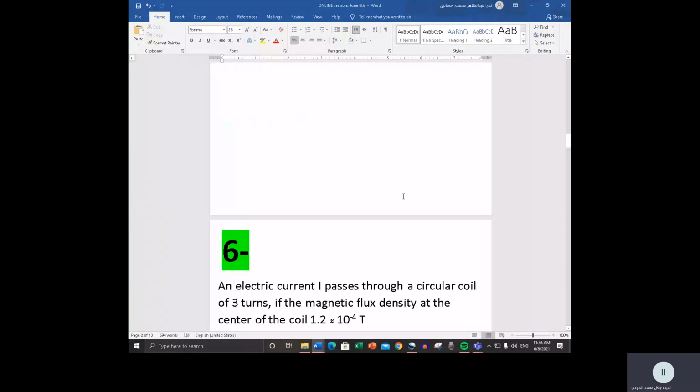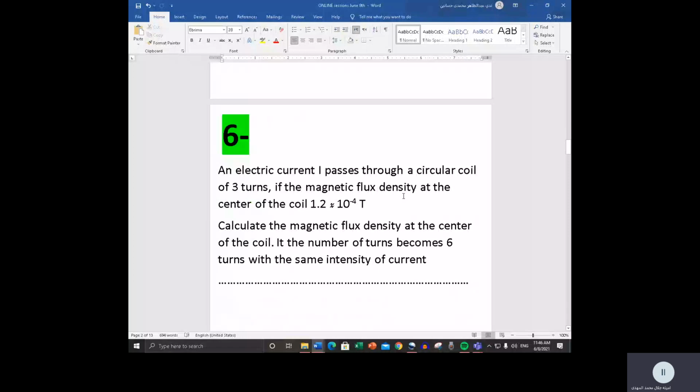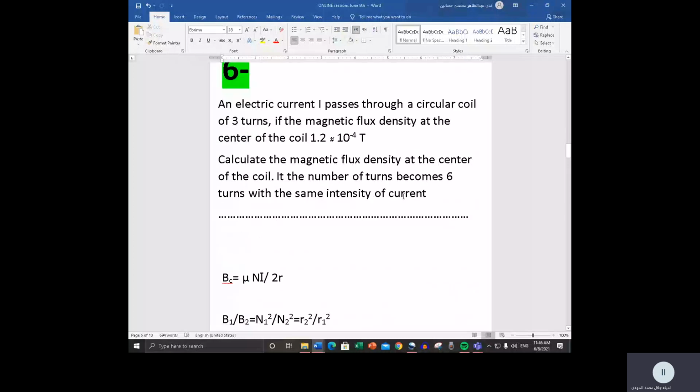An electric current I passes through a circular coil of 3 turns. If the magnetic flux density at the center of the coil is 1.2 10 to the power of -4 Tesla, calculate the magnetic flux density at the center of the coil if the number of turns becomes 6 turns with the same intensity of current. Okay, so let's take it step by step. What do I have? I have two cases.